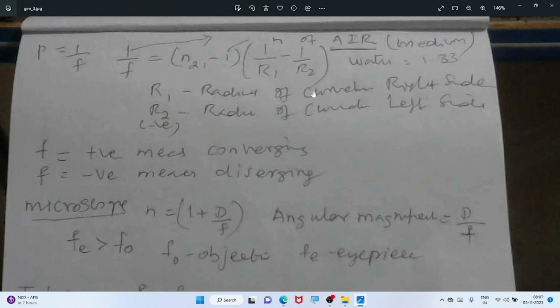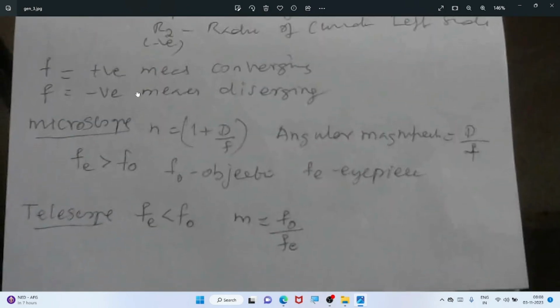R1 is the radius of curvature of lens 1, so that is normally the right side. R2 is the left side. Okay, that is the negative sign. When f is positive, it is a converging lens; when f is negative, it is a diverging lens.